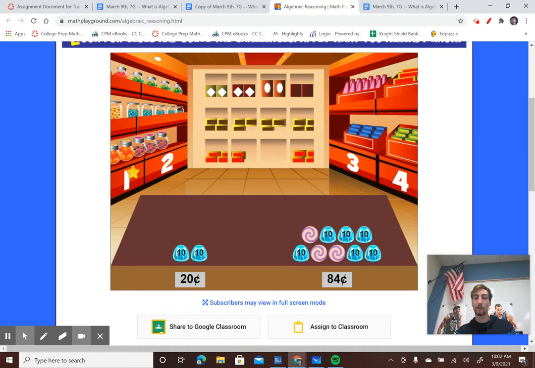Now I've got to figure out what these pink candies are worth. So you're going to have to do a little bit of thinking of how you can figure out what those candies are based on the information given. We know that these blue ones are 10, and all of this together equals 84 cents. How can we figure that out?